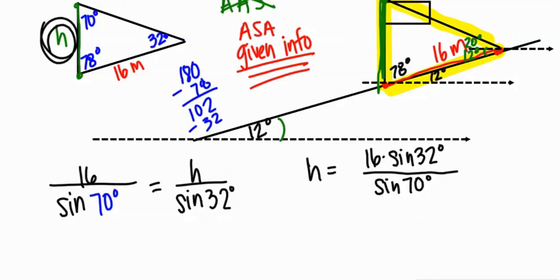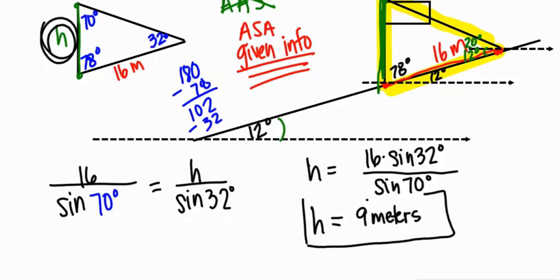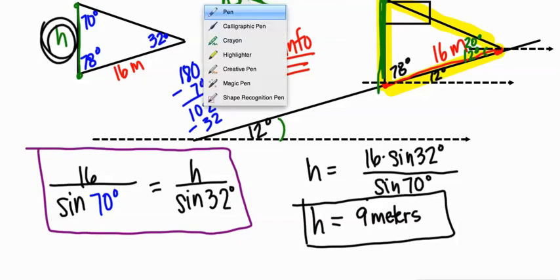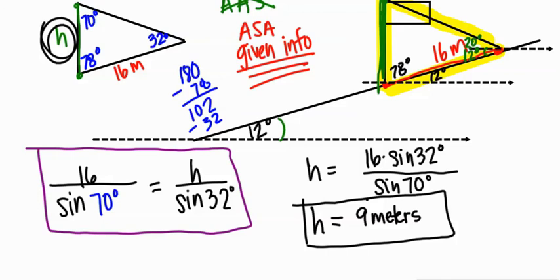We would put that in our calculator so that we could get the answer of about 9 meters. Now I will let you figure out what part would be the equation, hint, hint, and what part would be the answer. Hint, hint, hint.